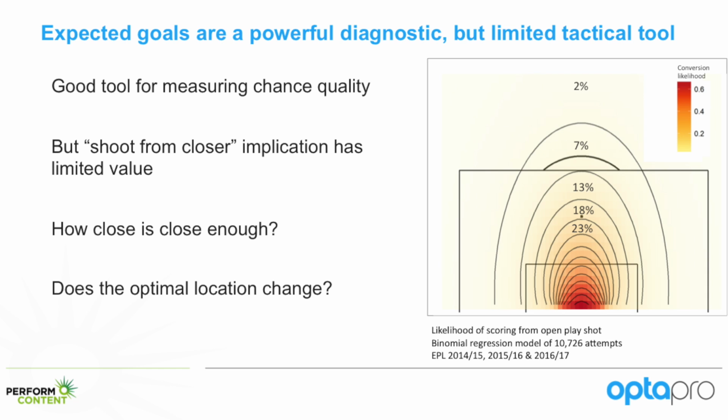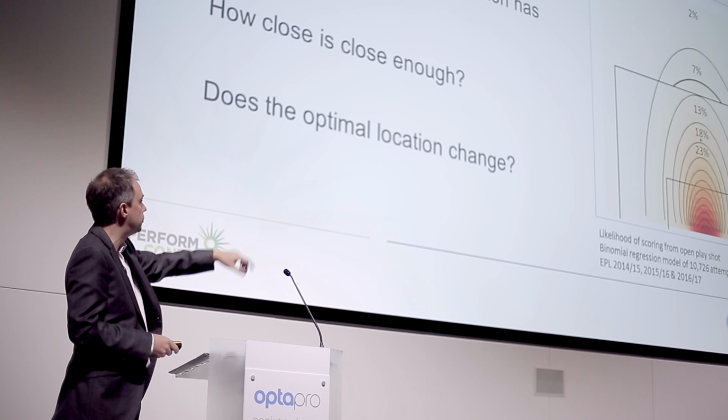So you vary from about 2% from a long way out, one shot in 50 will go in, up to 60-70% right on the goal line. So hopefully that's not too controversial. It's fairly well established over the last couple of years now that these are conversion rates broadly from different positions.